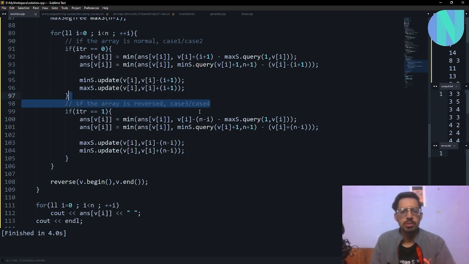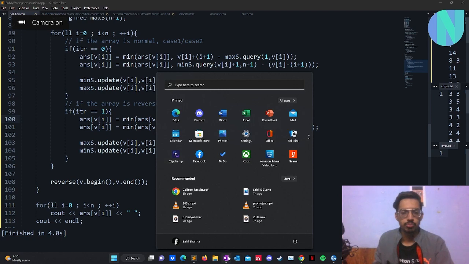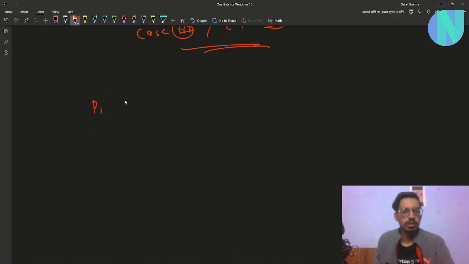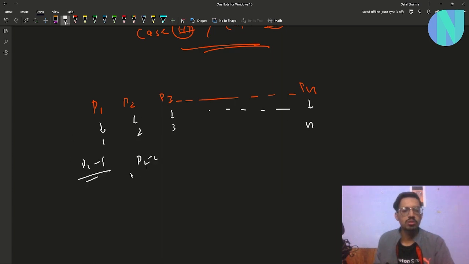It is also very similar, but the only difference here is that you have to take care of the cases, because when you reverse your array, let me show you, right? We have p1, p2, p3, and so on up to pn. Here the index is 1, 2, 3, and here the index is n, right? So we are computing p1 minus 1, p2 minus 2, and so on. But when you reverse the array, you will get pn, pn minus 1, pn minus 2, and so on up to p1. But now the index here will be 1, here 2, here 3, and here it will be n, right?